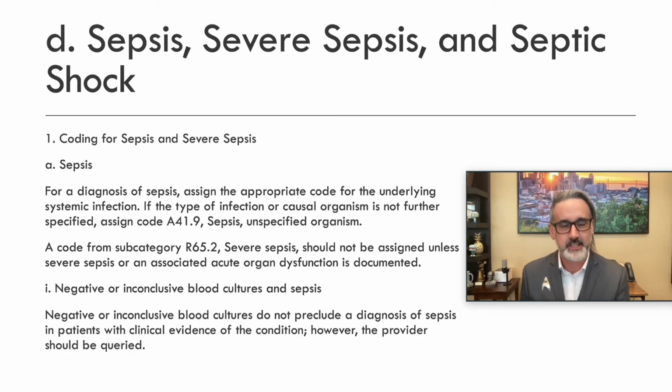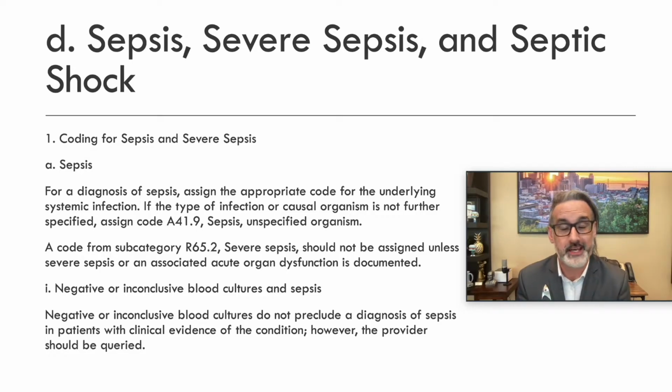Now, just like the HIV subsection, the subsection here has a lot of guidelines also, so let's go. Number 1, coding for sepsis and severe sepsis. Lowercase a, first we're going to talk about sepsis. For a diagnosis of sepsis, assign the appropriate code for the underlying systemic infection. If the type of infection or causal organism is not further specified, assign code A41.9, sepsis, unspecified organism.